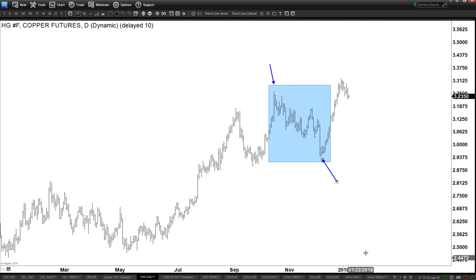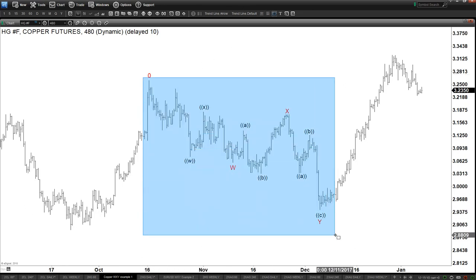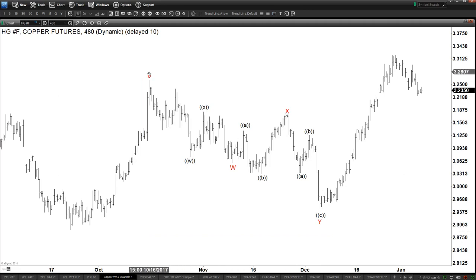Now if I downgrade to the 4-hour and focus on this area, this is the area that we were looking at earlier in the daily chart. This is what we're focusing on. We start from this peak, label it as 0, and then to the low here, we label it, well, we're going to take a look at how we label it.